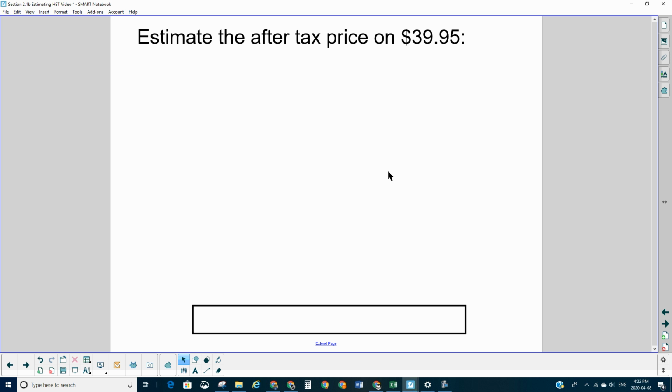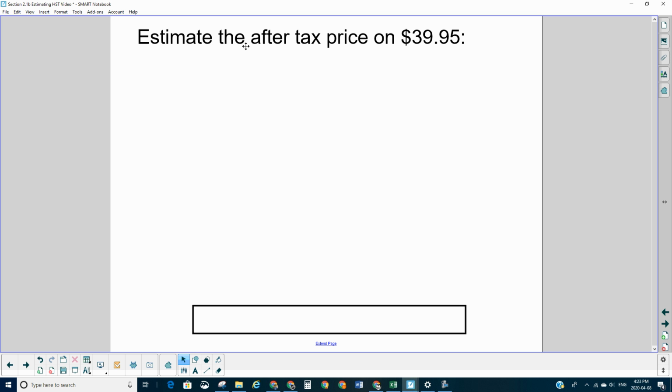We're going to estimate the after-tax price on $39.95. So why would we want to do this? Well, if we go and buy something and we know it's $39.95, we want to make sure we have enough money in our pocket before we get to the cashier, because it would be embarrassing if we ran out of money. $40 I don't think is enough. The tax is going to be more. It's going to put the price over $40. So I want to make sure that I have enough. So I'm going to do some estimating to guess how much money I need to have so that I feel confident going up to the cash register if I just have cash.